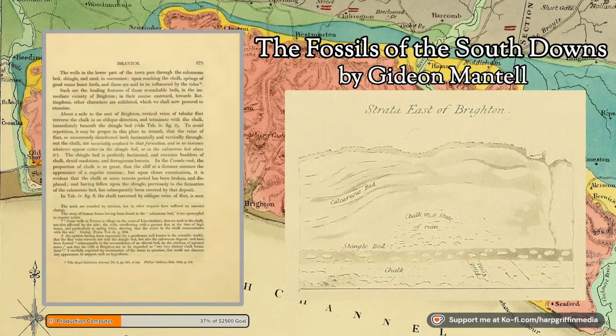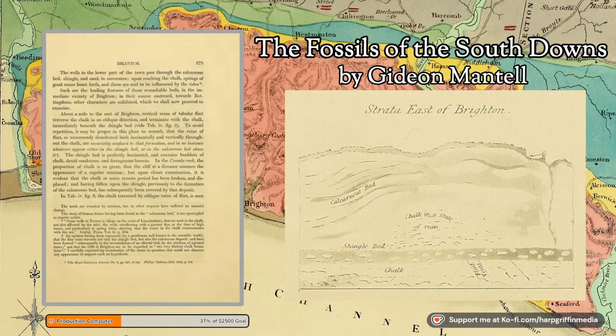In the Coombe rock, the proportion of chalk is so great that the cliff at a distance assumes the appearance of a regular stratum, but upon closer examination it is evident that the chalk at some remote period has been broken and displaced, and having fallen upon the shingle previously to the formation of the calcareous bed, has subsequently been covered by that deposit.